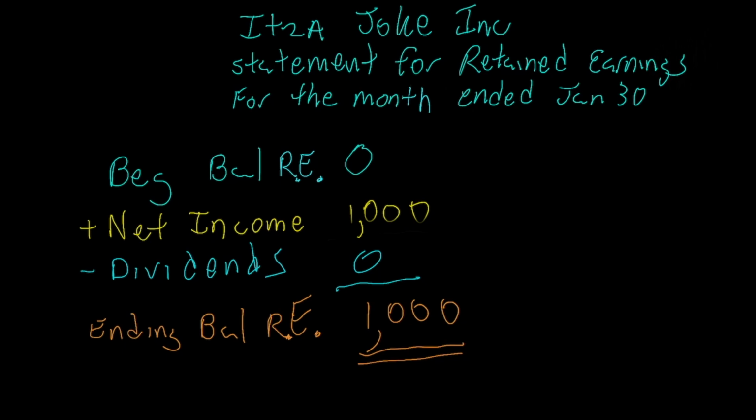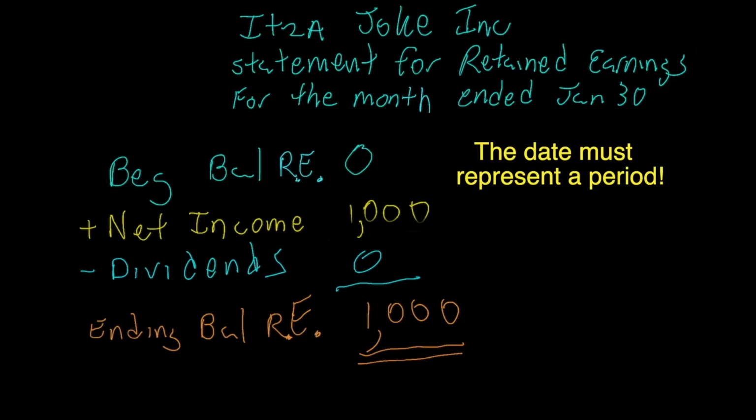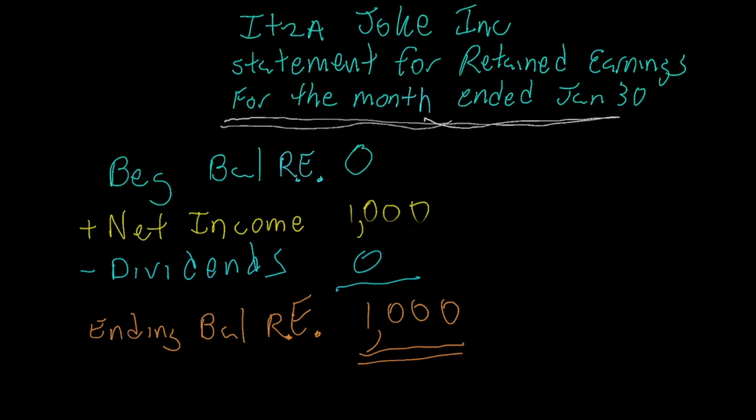Here's an example of the statement of retained earnings, and as we already mentioned, our statement of retained earnings shows the adjustments of retained earnings for a period. This financial statement represents a period, therefore we have to label it for the month ended January 30th, which means that for the entire month, this is how retained earnings was affected. Now, because this particular company just started this month, it has no retained earnings for its beginning balance.